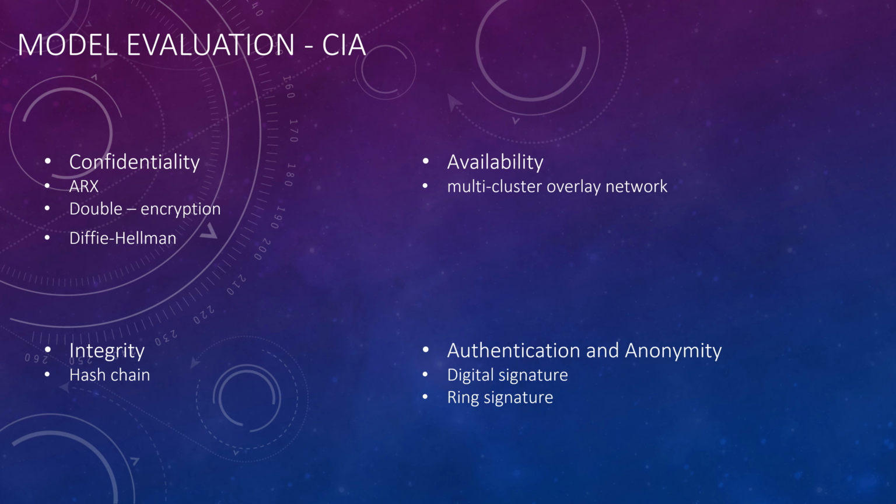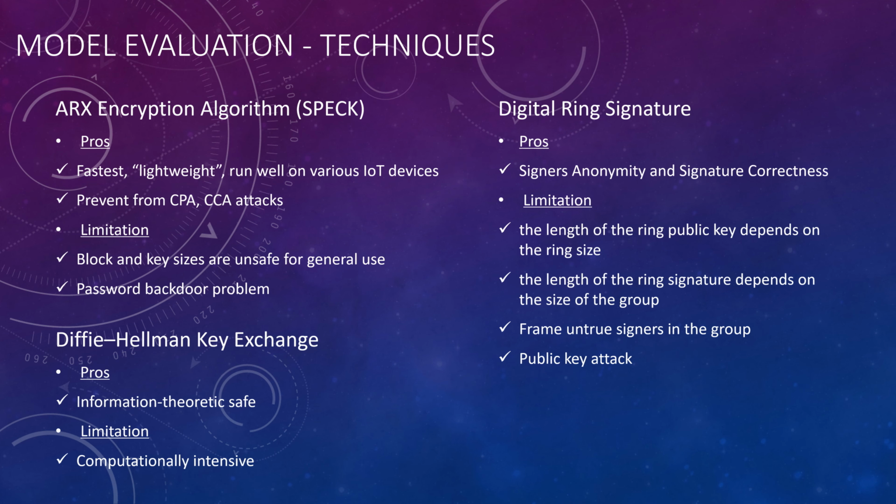This part, our group will focus on the evaluation. First, this model satisfies the basic CIA requirements. The data is encrypted through double encryption, which ensures confidentiality. The data integrity is guaranteed by the hash chain, and the availability is ensured by the multi-cluster overlay network. In addition, the model can also guarantee authentication and anonymity through ring signature.